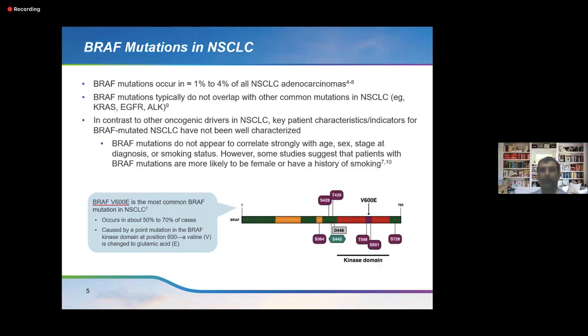That's the basic thing. Now let's talk about BRAF mutation in non-small cell lung cancer. BRAF mutation occurs in 2 to 4% of all non-small cell lung cancer adenocarcinomas. But here are some important points: patients with BRAF mutations are more likely to be female. Happens all the time. Any oncogene has a more female preponderance.